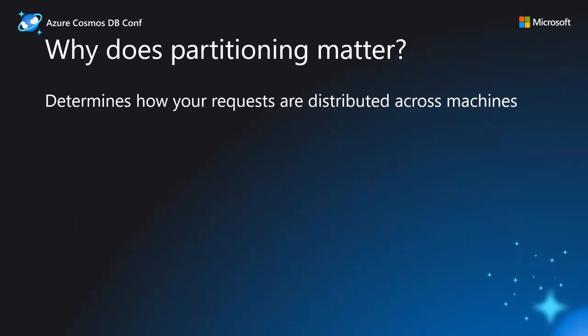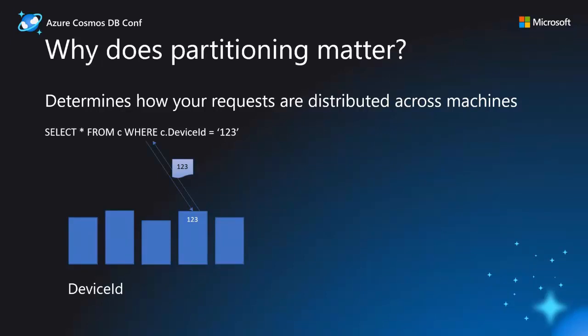We know how our data is distributed across machines based on our partition key, but it also determines how your requests are distributed. So let's imagine we have a query, select star from C, where c.deviceid equals 123. So in our container, which is partitioned by device ID, we know exactly which physical partition to look at to get our data back. So we can do what's called a scoped query, or if we had the document ID as well, and we're making this request through the SDK, we could have a point read. Both of these scenarios are ideal. You know exactly where to go and look for your data. This is going to be the lowest cost and the highest performance way to access your data.